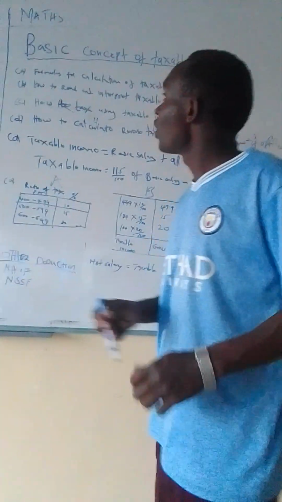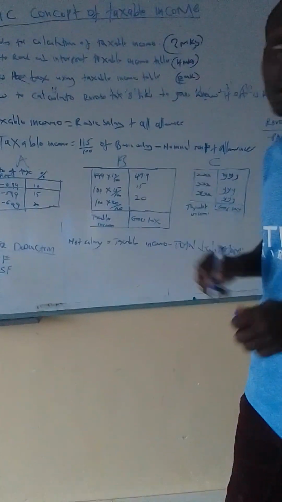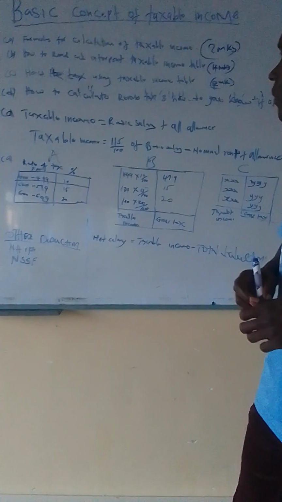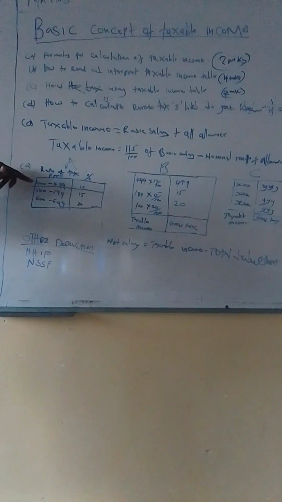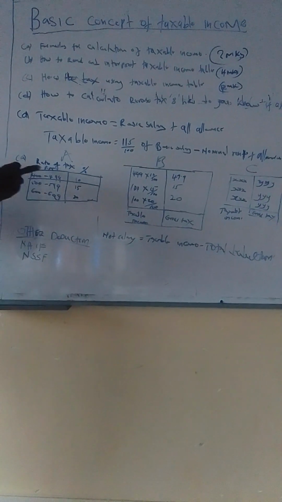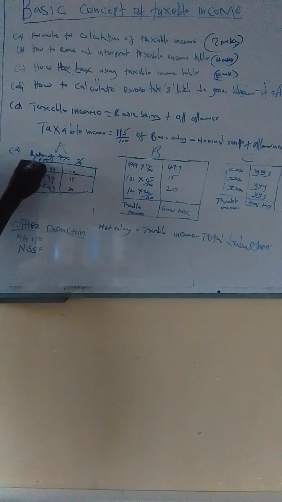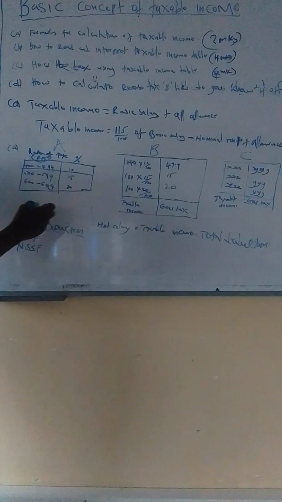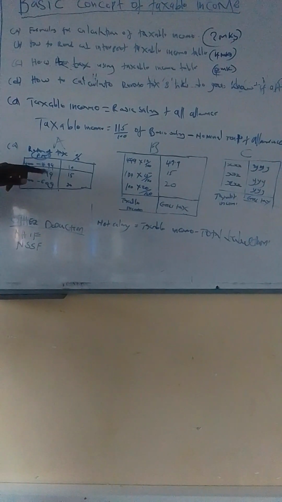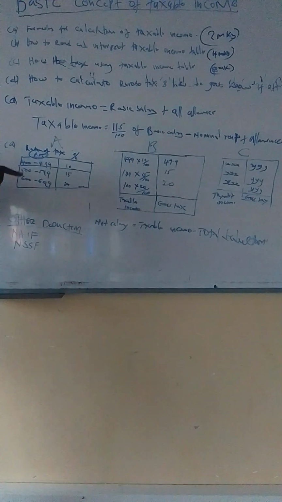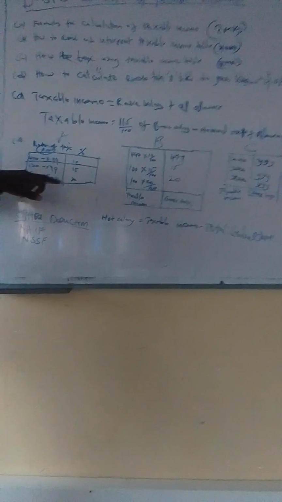Part B, how to read and interpret taxable income table. Here you score 4 marks, and majority of students fail this one. To read and understand the taxable income table, for example, I have a table A here, rate of taxable income per annum. So students should understand per annum or per month. Then we have the rate in percentage. For this case, we have 400 to 499, the rate is 10%, 500 to 599 is 15%, then 600 to 699 is 20%.